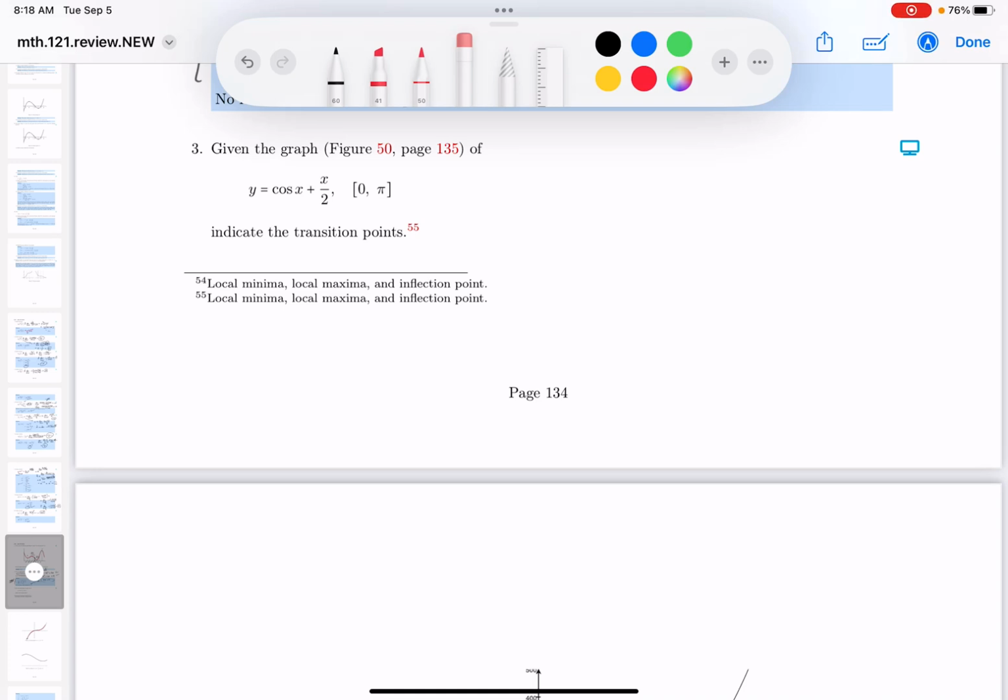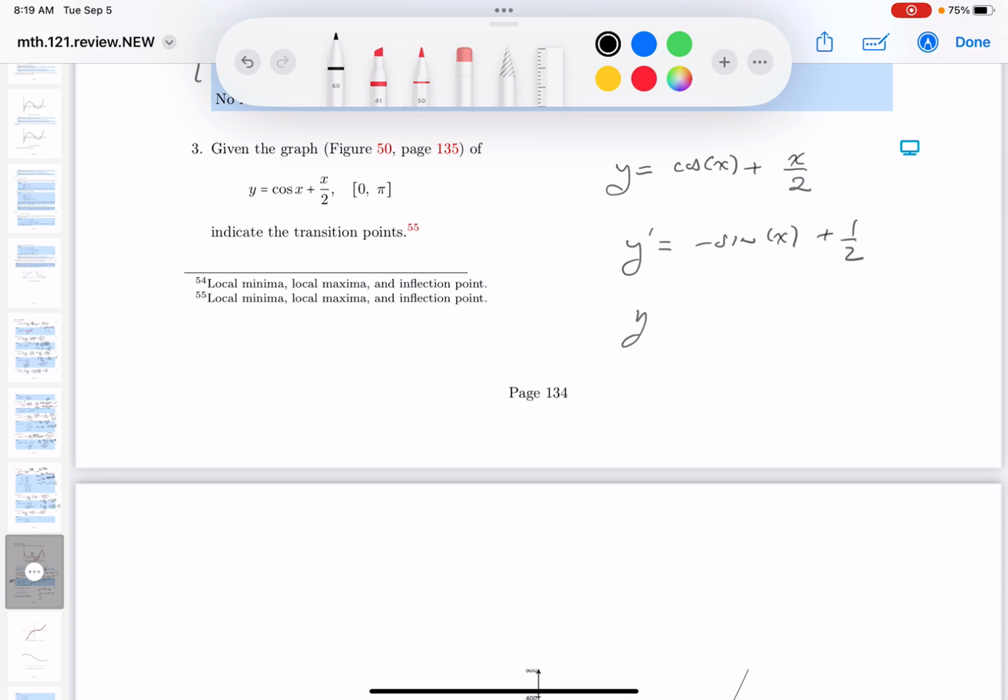Okay, again, you're given a graph and you're given the function and you're given an interval. Indicate the transition points. We will look at the graph, but first, let's write down the derivatives, right? So y equals the cosine of x plus x over 2. Let's put down the first derivative. That's going to be minus sine of x plus 1/2.